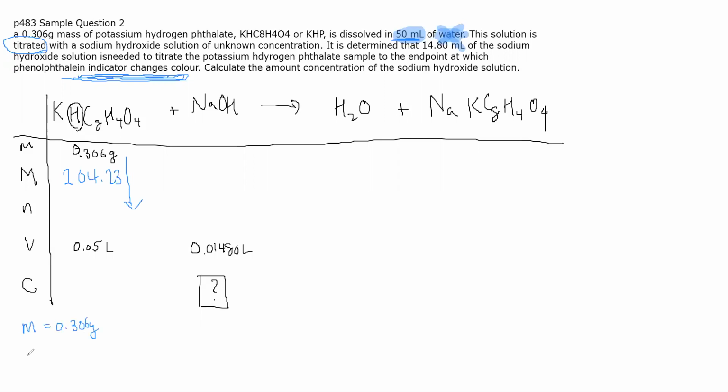Mass, 0.306 grams. Molar mass is 204.23 grams per mole. The number of moles being mass over molar mass, 0.306 divided by that is 0.00149831 moles, which rounded to 3 sig figs is 0.00150 moles. That's a nice number.